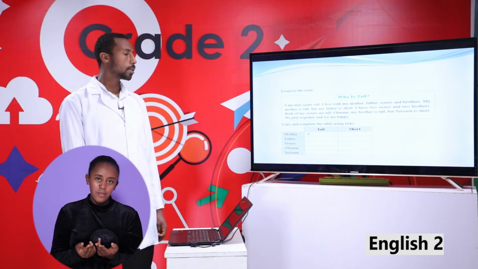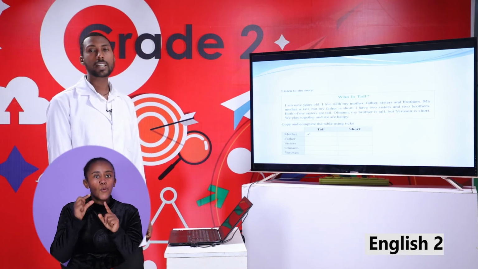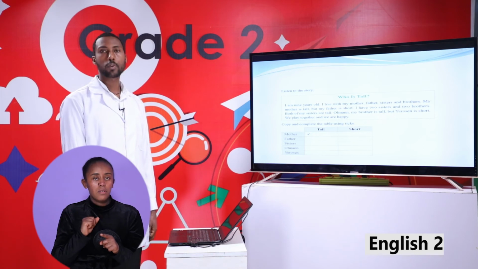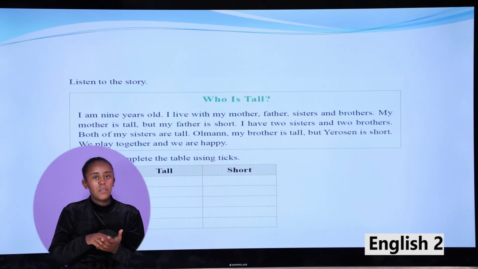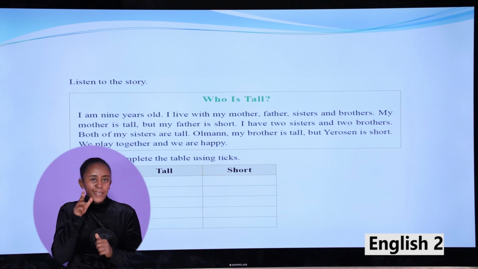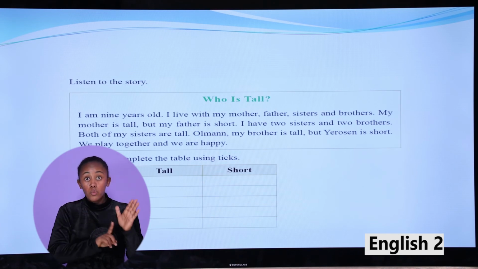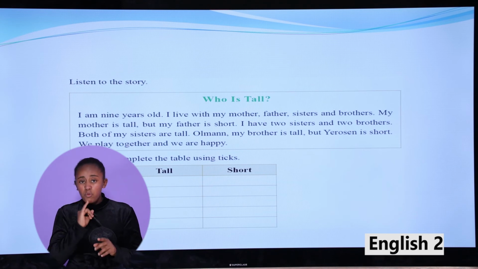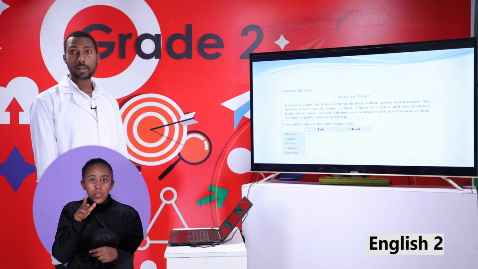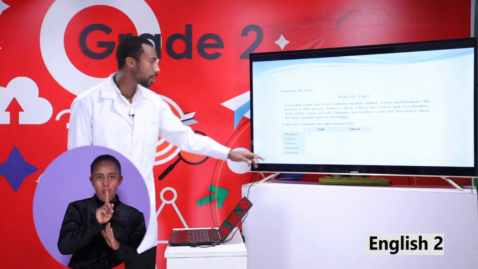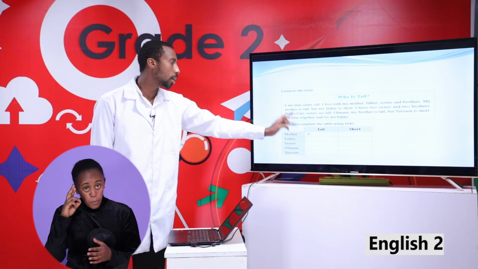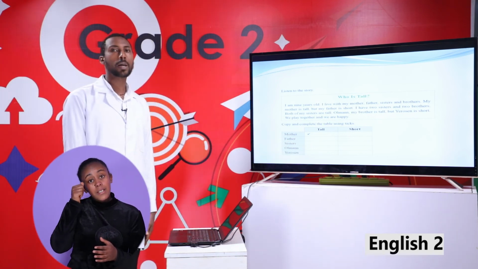Let us go to the third word. The word is sisters. So, let us read it together and find the answer. I am 9 years old. I live with my mother, father, sister, and brother. My mother is tall, but my father is short. I have 2 sisters and 2 brothers. Both of my sisters are tall. Is that not? So, you have to tick over here because his sister and brother, both of them are tall.